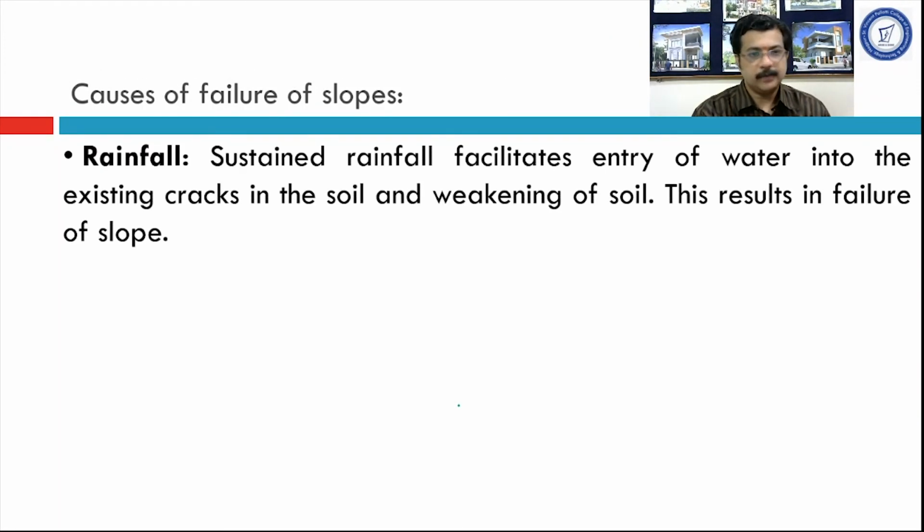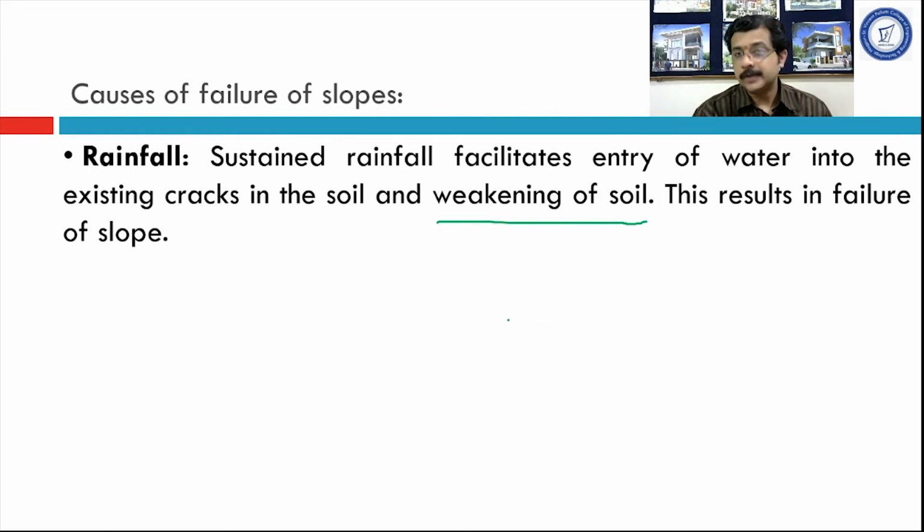Next cause is rainfall. Sustained rainfall facilitates entry of water into the existing cracks in the soil, weakening the soil mass. This results in the failure of slope. I think this is a very crystal clear sentence, and there is no need to explain much more about this.